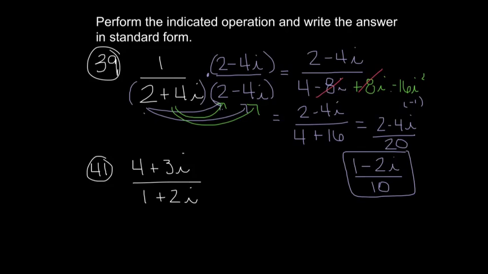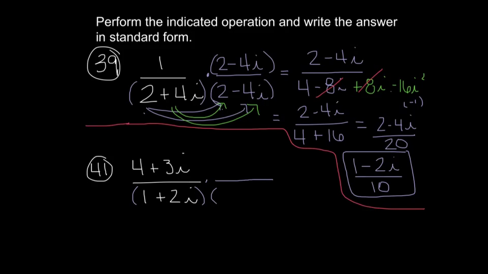The same process is going to be used for number 41. Let me sort of block off a section here. So I'm going to multiply by the conjugate of the denominator. I have to bring those terms out of the denominator. The denominator is 1 plus 2i. The conjugate is 1 minus 2i. In the numerator, I have 4 plus 3i.